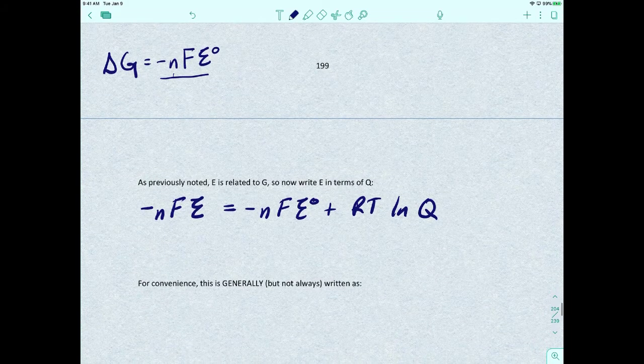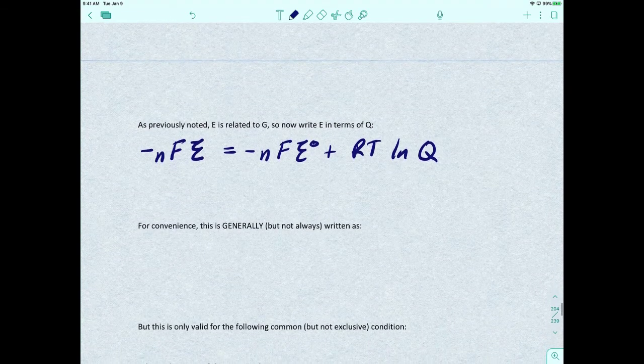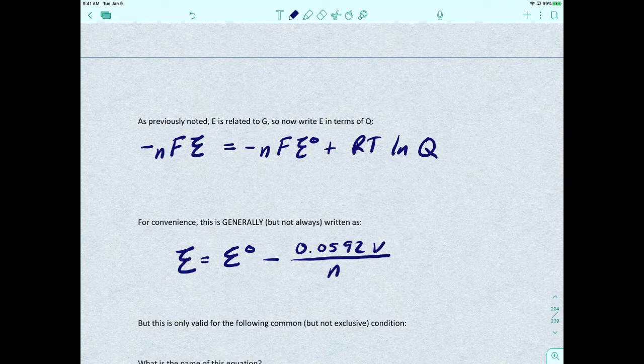All right. Now, if we can, can we cancel out things? We sure can. So one thing that we can try is to simplify this. For convenience, it is generally, but not always, written as this: the cell potential is equal to the cell potential at standard state minus 0.0592 volts divided by N, the number of moles of electrons, times the log of Q.